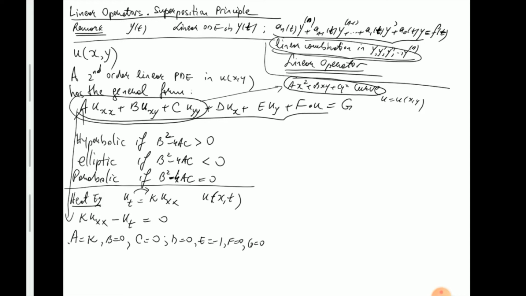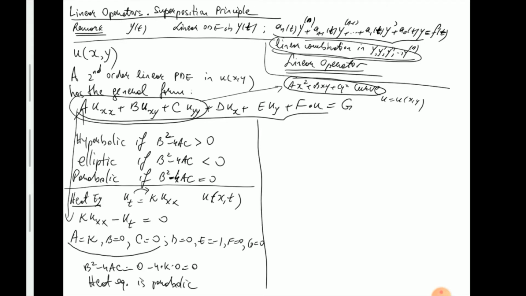So if I look just at the values of a, b, and c, and compute b squared minus 4ac, that's going to be 0 minus 4 times k times 0. So it follows that the heat equation is parabolic. It's a parabolic equation because it falls in this category, b squared minus 4ac equals 0.